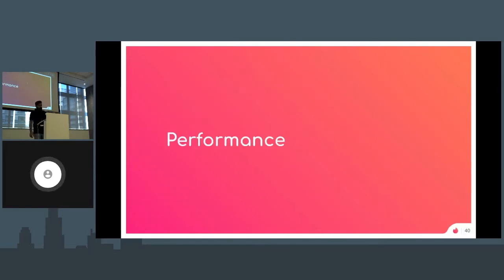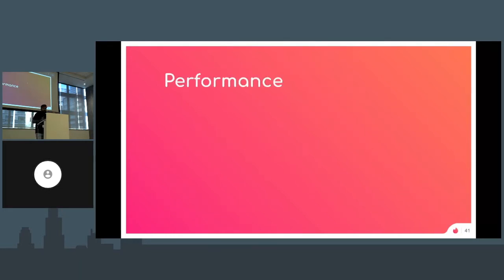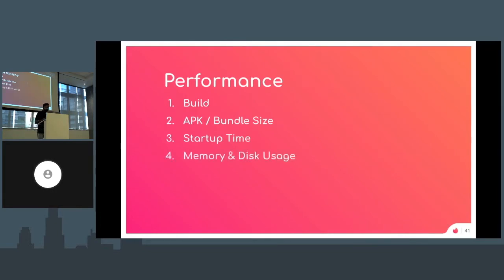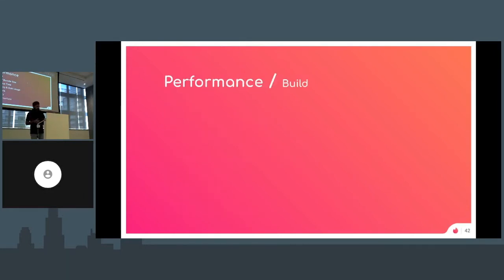And the last part of this would be the performance of the SDK and the integration. And this can actually further be divided into 7 topics. The first one being build, the APK or the bundle size if you're using app bundles, startup time, memory and disk usage, networking, battery, and lastly, the user interface itself.